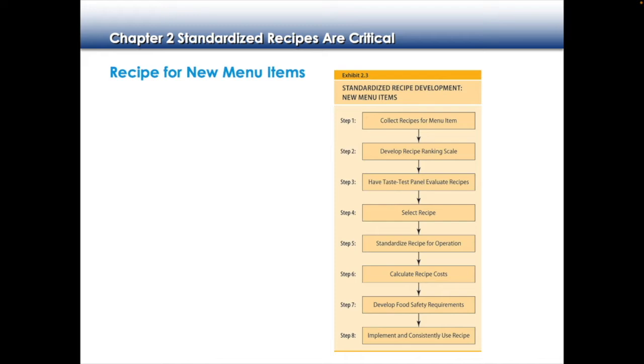And we do this for every single item on that recipe. We have to be able to determine the cost per serving for every single item on that recipe. Then we add them up and that gives us our total recipe cost. We'll do more of this as we go into some of the other chapters, so don't worry about that right now. We will get into that in more detail. Finally, we develop our food safety requirements involved in the standardized operation, and then implement and consistently use the product.